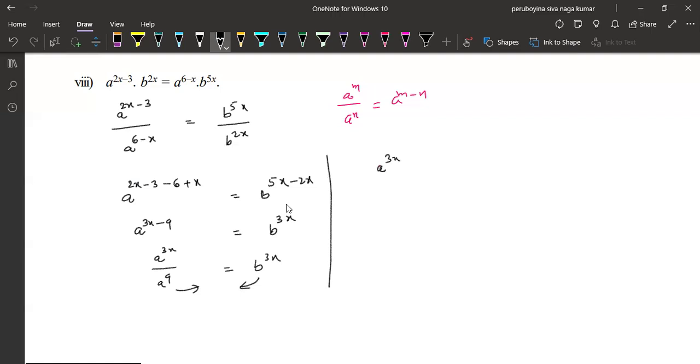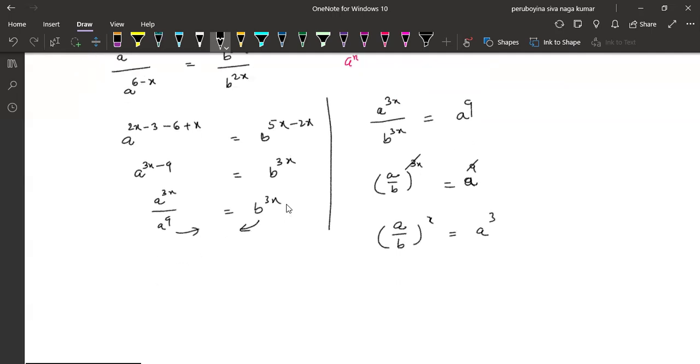So a power 3x by b power 3x is equal to a power 9. You can write (a by b) whole power 3x is equal to a power 9. This 9 and 3 got cancelled. So (a by b) whole power x is equal to a power 3.